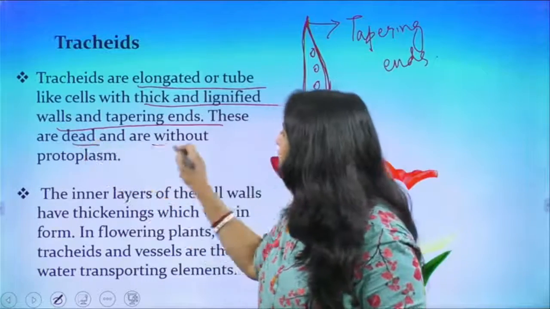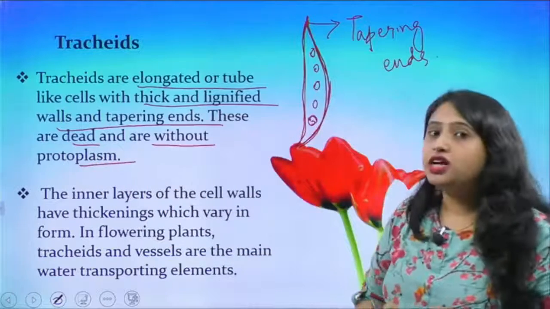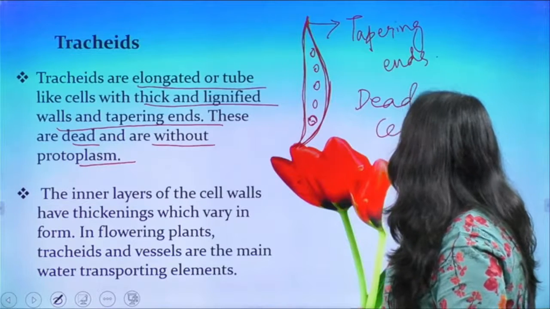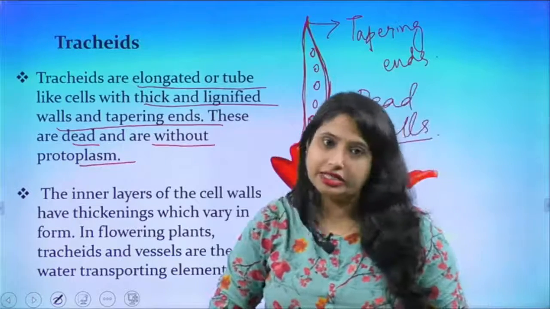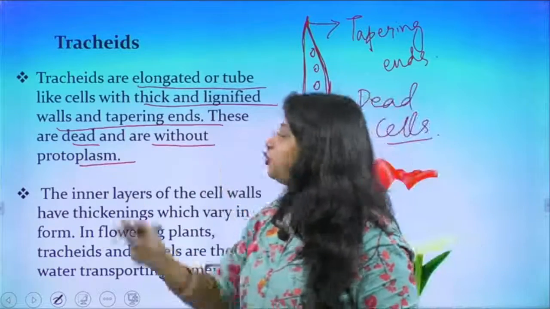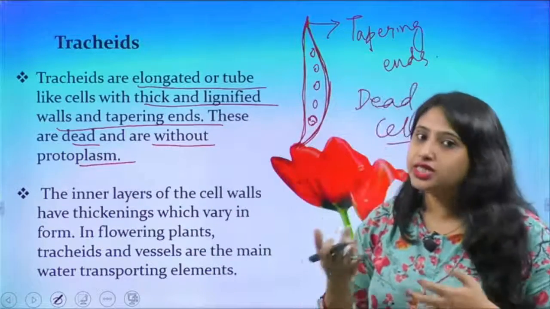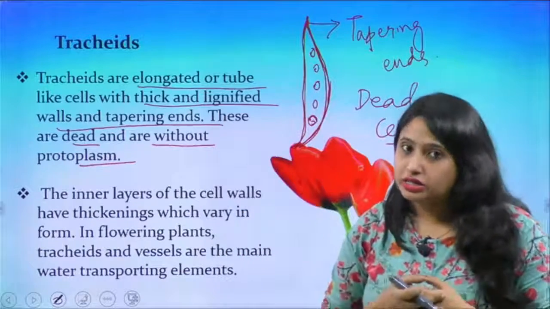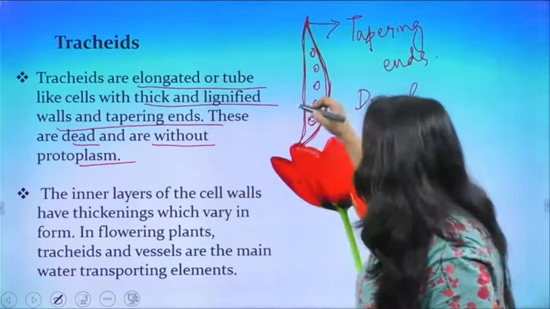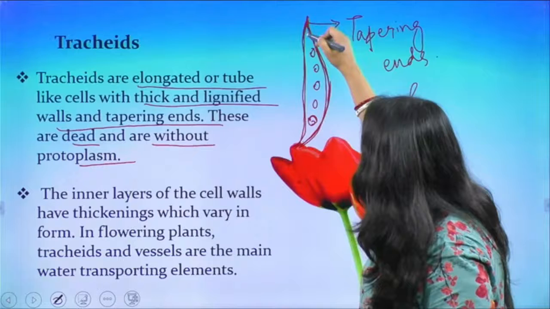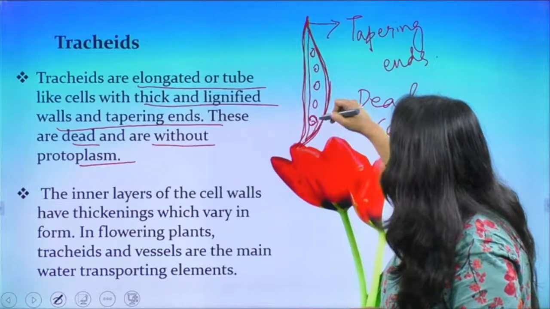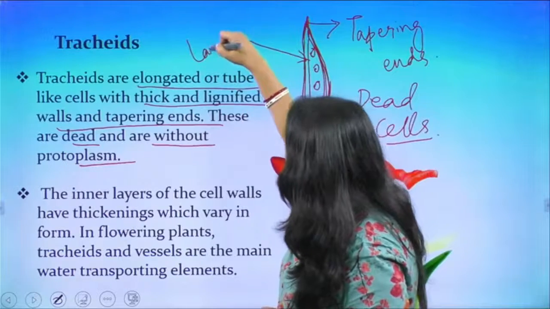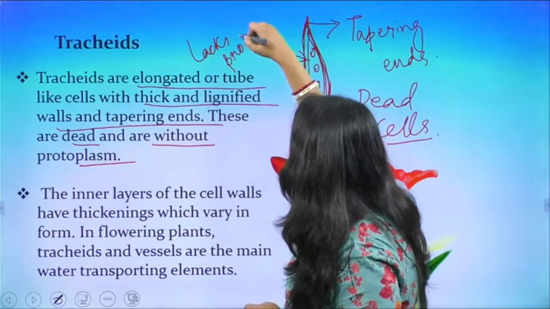So they are dead and they are without protoplasm. They are also dead cells, because of which they have thick cell walls and are without protoplasm. Protoplasm is a jelly-like substance where the other cell organelles, cytoplasm and the nucleus are present. So they do not have this protoplasm. Protoplasm is basically present near this area, so this area is for protoplasm. They are lacking protoplasm.